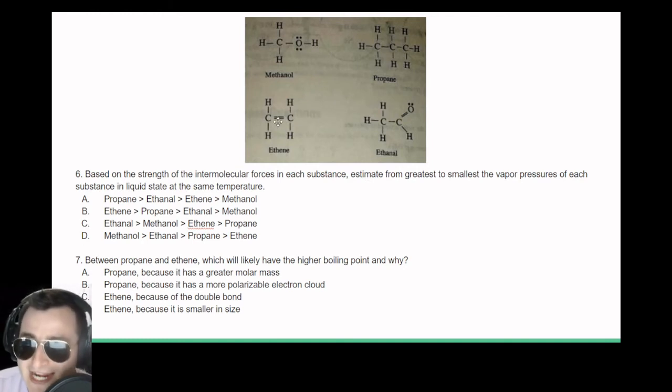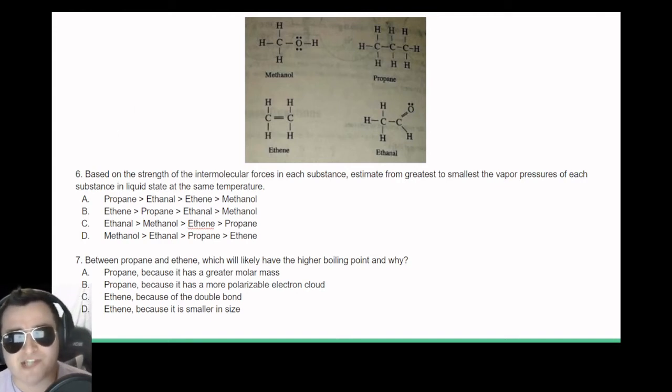So, ethene is going to have the greatest vapor pressure because it's going to be the easiest to boil. The weakest intermolecular forces. So then that means propane is going to be second. And if we look at our answer choices, that means we already know it's going to be B. But why does it continue in this order? Why is it ethanol followed by methanol? Well, ethanol is a polar substance, but it doesn't have hydrogen bonding. And methanol does. Dipole-dipole, hydrogen bonding.